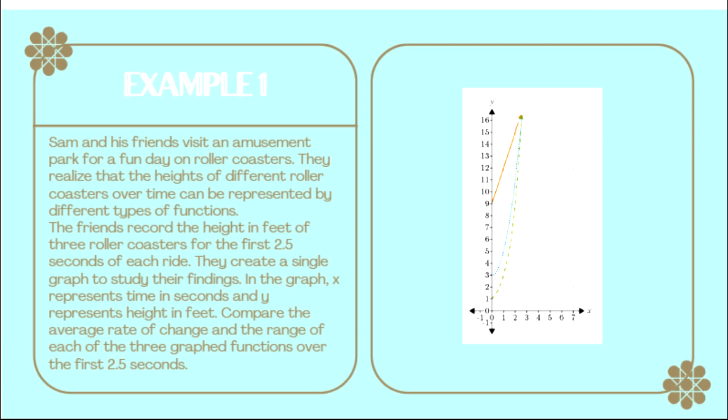Here is example number 1. Sam and his friends visit an amusement park for a fun day on roller coasters. They realize that the heights of different roller coasters over time can be represented by different types of functions. They're losers. That's not what you do in an amusement park. The friends record the height in feet of 3 roller coasters for the first 2.5 seconds of each ride. They create a single graph to study their findings.